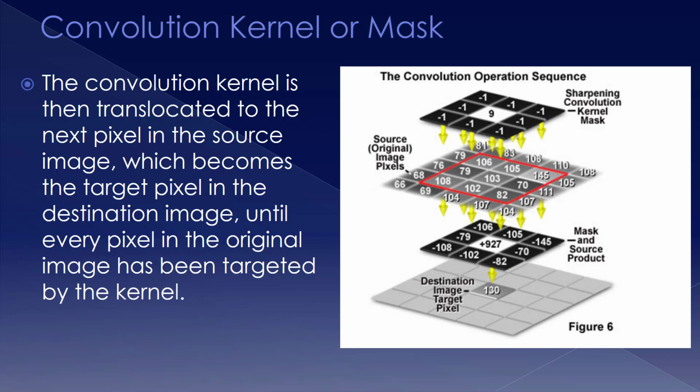The convolution kernel is then translocated to the next pixel in the source image, which becomes the target pixel in the destination image, until every pixel in the original image has been targeted by the kernel.